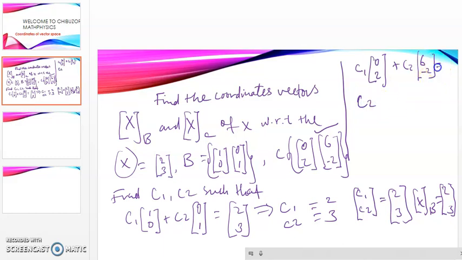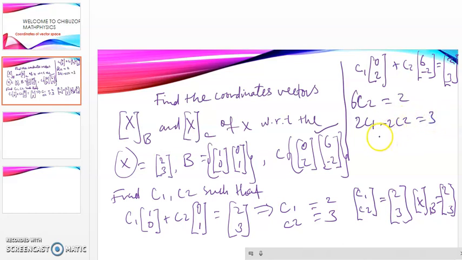This is 0, which means that we have c2. Of course, this should be equal to x, and we know what it is: (2, 3). So in this case we have 6c2 equal to 2, and then we have 2c1 minus 2c2 is equal to 3.